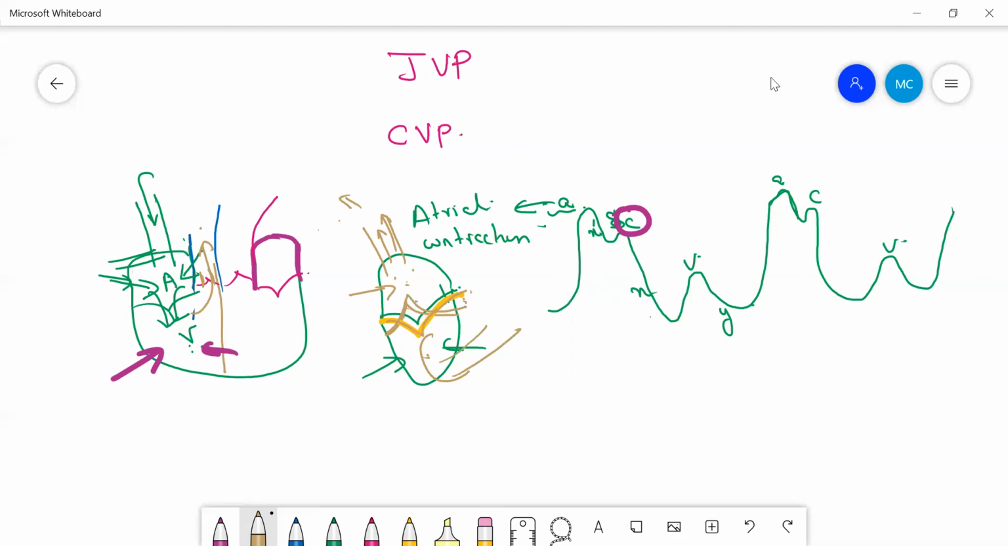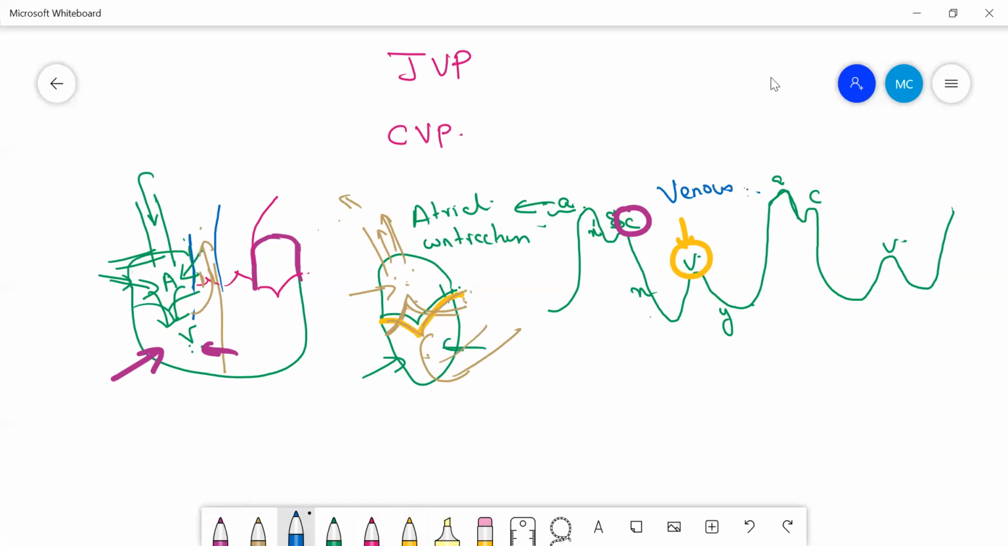Right? Next, let us come to the next positive wave, that is your V wave. Remember, V for Venus or venous. It's V for venous. What does venous stand for? Venous means this is mainly the filling of the right atrium with blood.